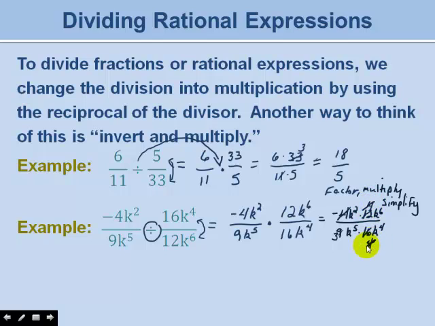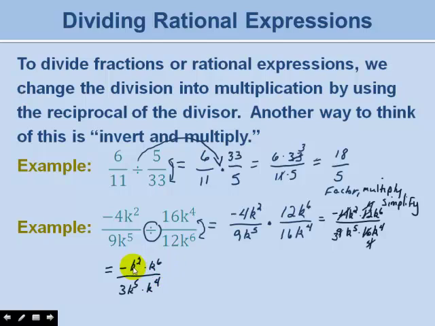Okay, let's write what we have left. So we still have that negative out in front, and we canceled out all of the numbers that were in the numerator. In the denominator, we still have a 3. So we have 3 times k to the 5th times k to the 4th. So now we're just looking at the k's to see what we can cancel.